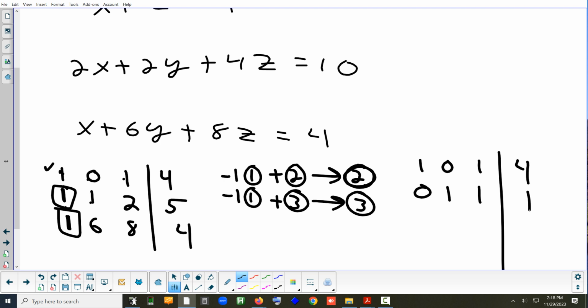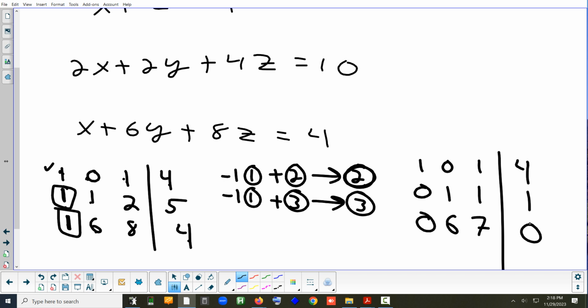Now we're going to do the bottom. Multiply row 1 by -1 and add it to row 3. What's 1 times -1? -1. Plus 1, 0. So we get a 0. What's 0 times -1? 0. 0 plus 6, 6. Times -1, -1 plus 8, 7. And times -1, -4 plus 4, 0.